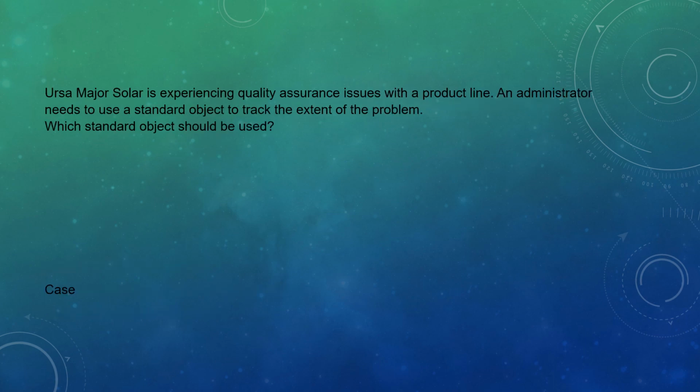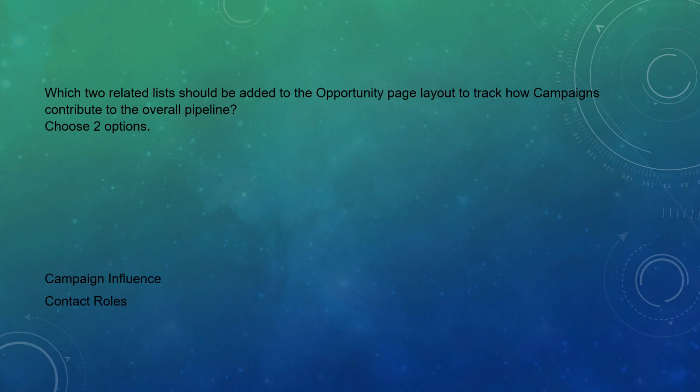chart. Ursa Major Solar is experiencing quality assurance issues with the product line. An administrator needs to use a standard object to track the extent of the problem. Which standard object should be used? Case. Which two related lists should be added to the opportunity page layout to track how campaigns contribute to the overall pipeline? Campaign influence, contact roles.